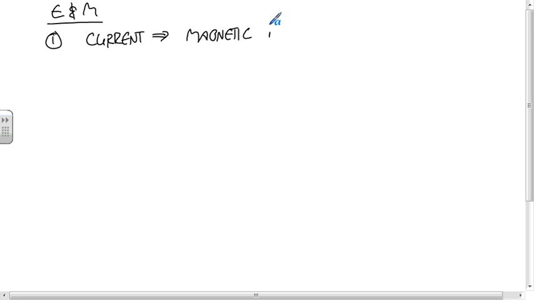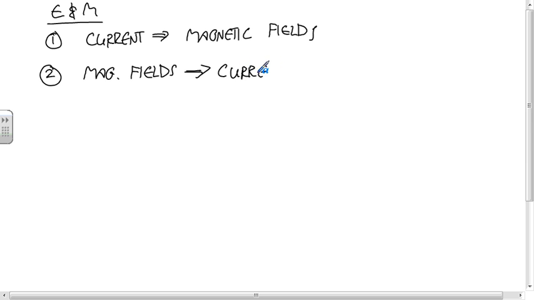Basically, electricity and magnetism is going to kind of follow this rough outline. There are two parts. The first one is how current produces magnetic fields. And the second one is how magnetic fields produce current. And we're doing this one right now.